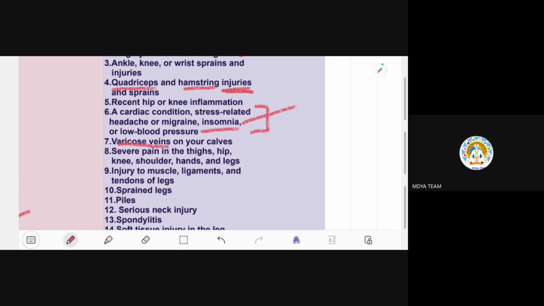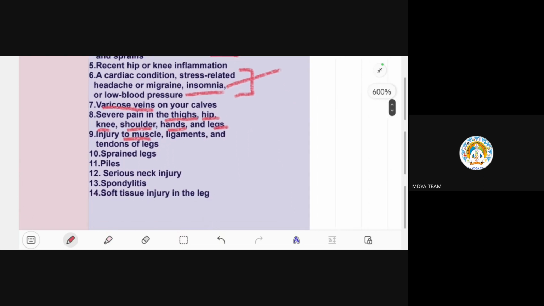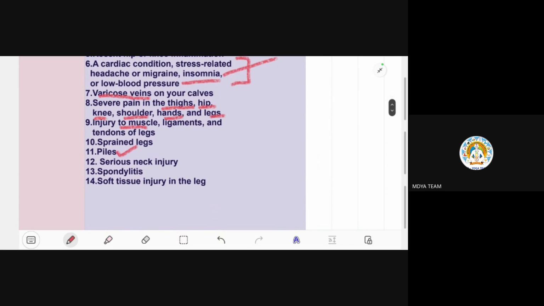More cramping would be there, or maybe more lethargy one would feel. Severe pain in the thigh, hips, knee, shoulder, hands, and the legs. Injury to muscles, ligaments, and tendons. Sprained legs, piles. Serious neck injuries, spondylitis. Soft tissue injury in the leg, like meniscus problems, which we discussed in the last class.